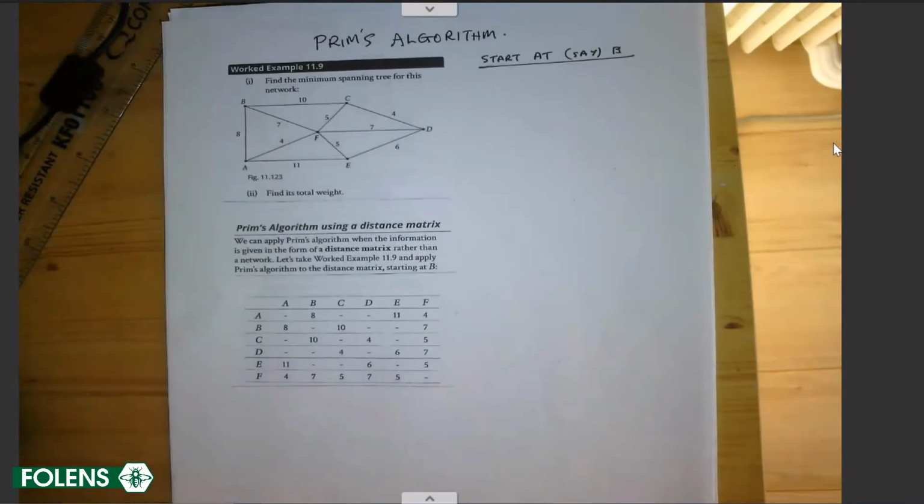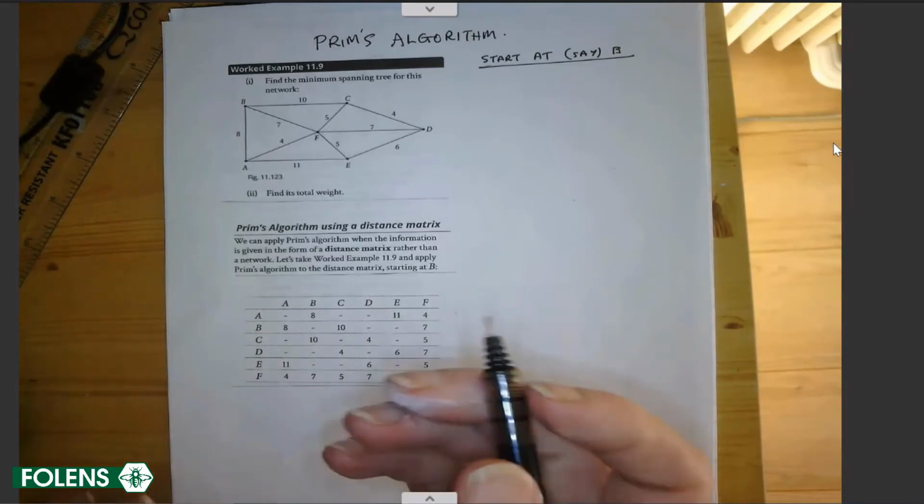Now, Prim's algorithm. It's very important to understand that it does the exact same job. It finds the minimum spanning tree. So it's just an alternative way of doing it, but it does it in a different way.